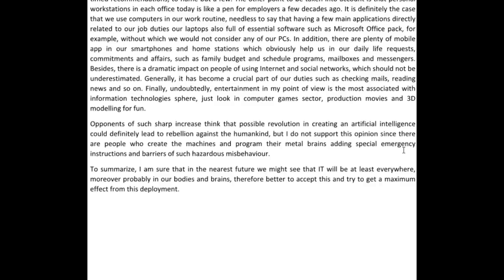Okay, to summarize, I'm sure that in the near future, no, nearest, in the near future, we might see that IT will be at least everywhere, moreover, probably in our bodies and brains. Therefore, better to accept this and try to get a maximum effect from this deployment. Not really crazy about this word here, but okay.